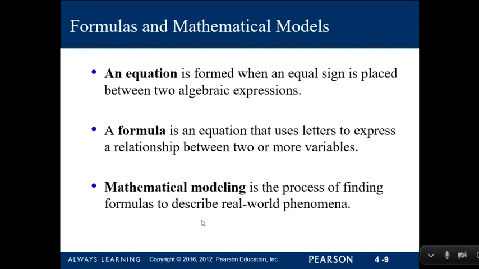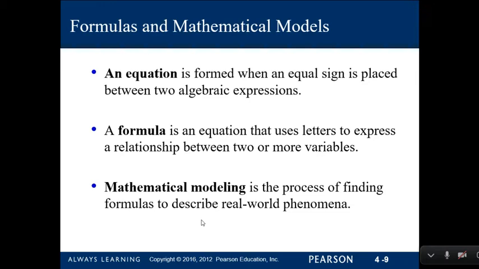Just some terms here. An equation is a math or algebraic statement where there is an equal sign between two algebraic expressions. There's an equal sign in there, right? That makes it an equation.